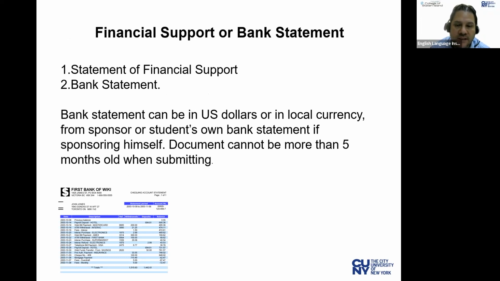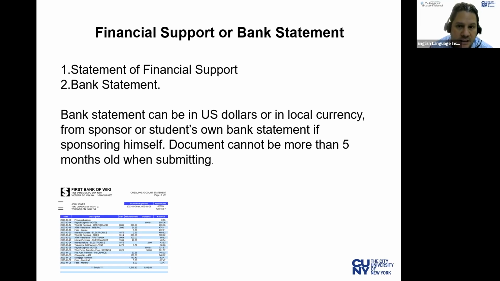Our school, for example, only asks for a bank statement. Of course, this comes with a form that, again, is the statement of financial support form. But the bank statement is usually the official document that is issued by your bank or by the sponsor's bank, with the logo and the name of the card holder or the account holder, and the address and how much money they have in their savings or checkings bank account. So that would be a bank statement.